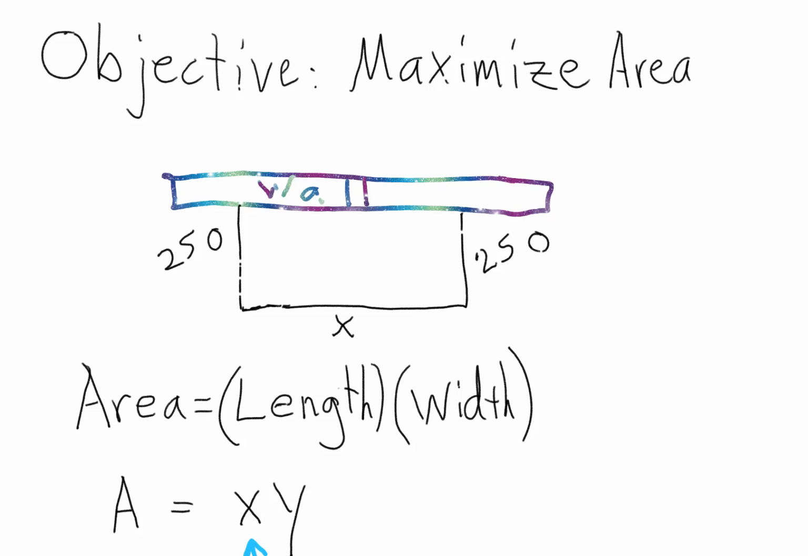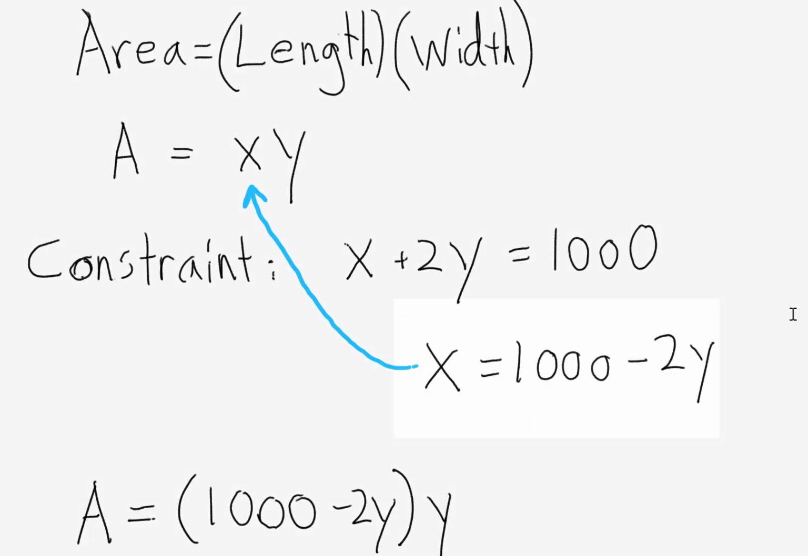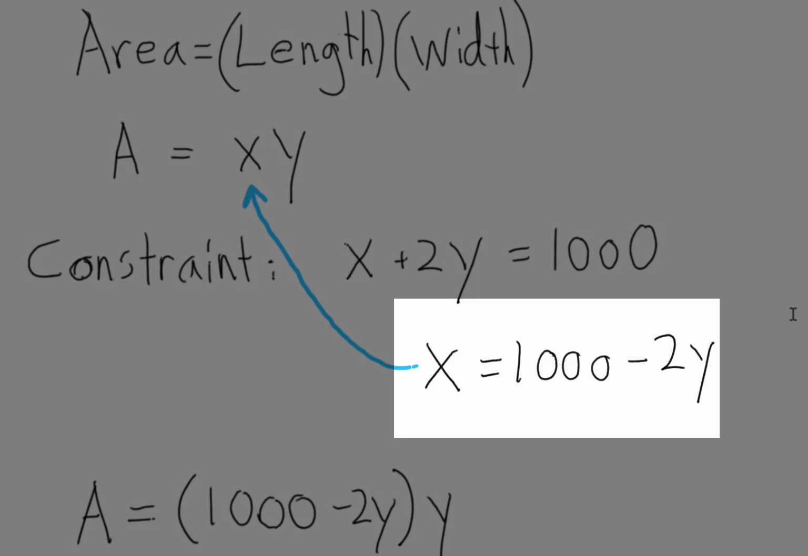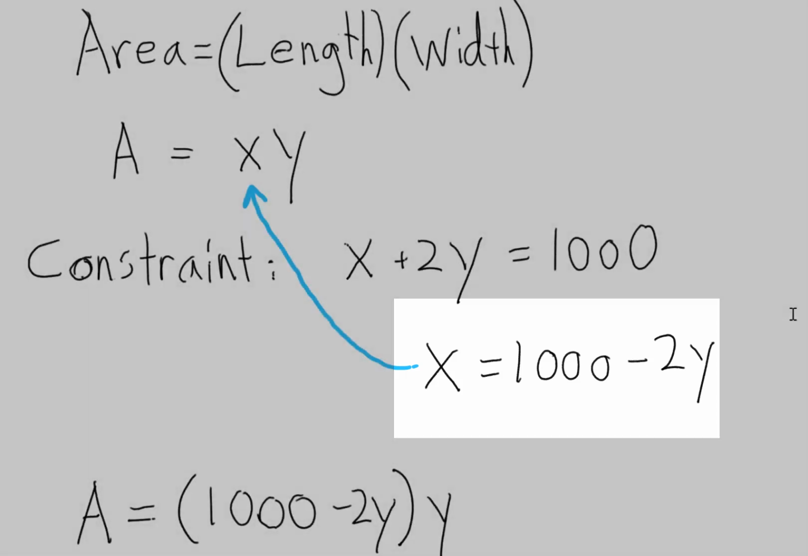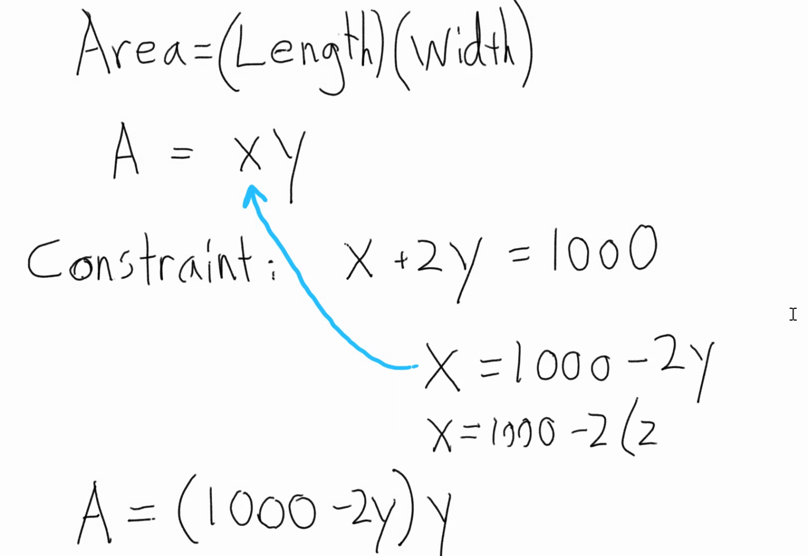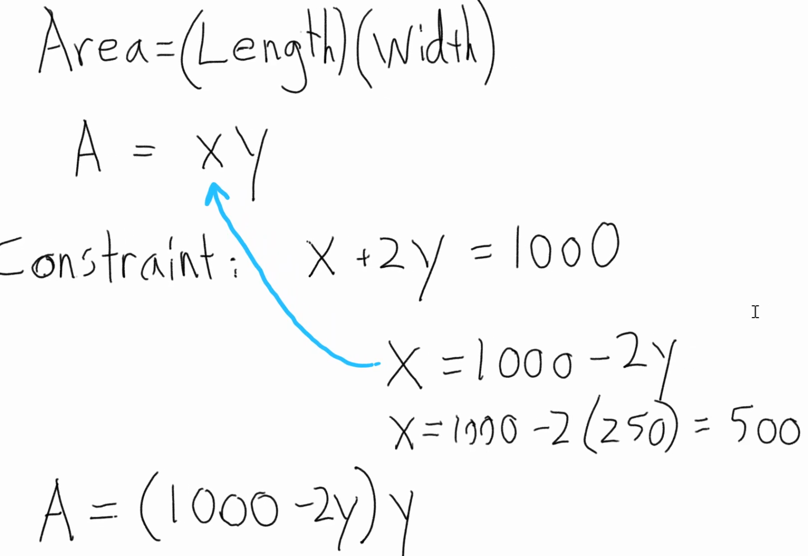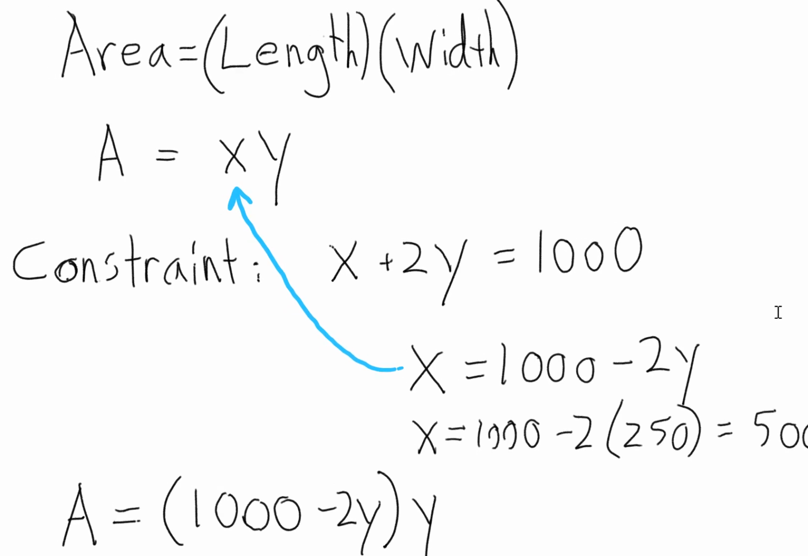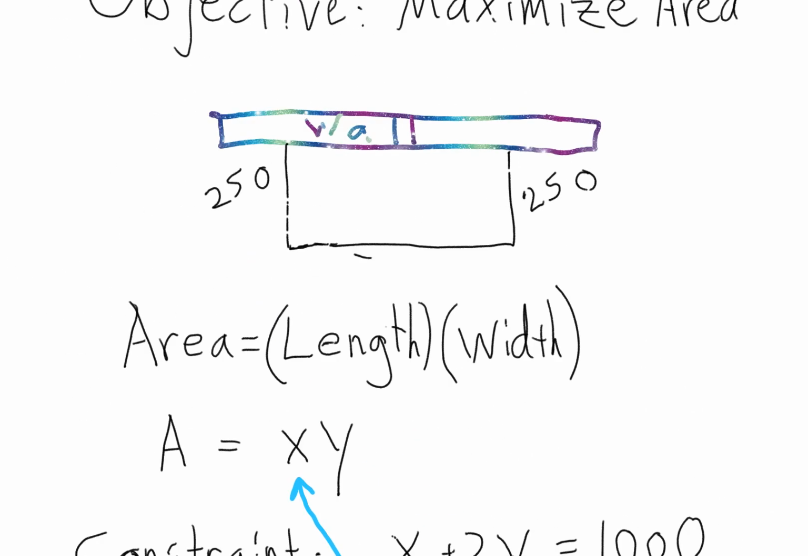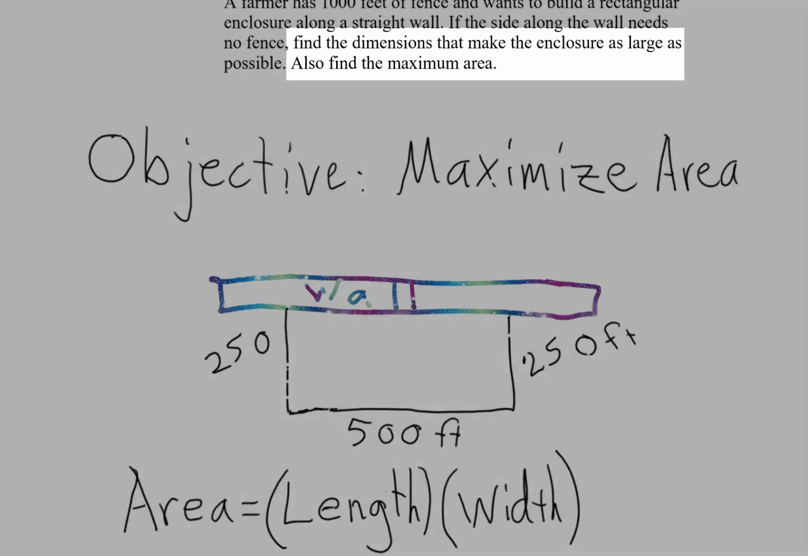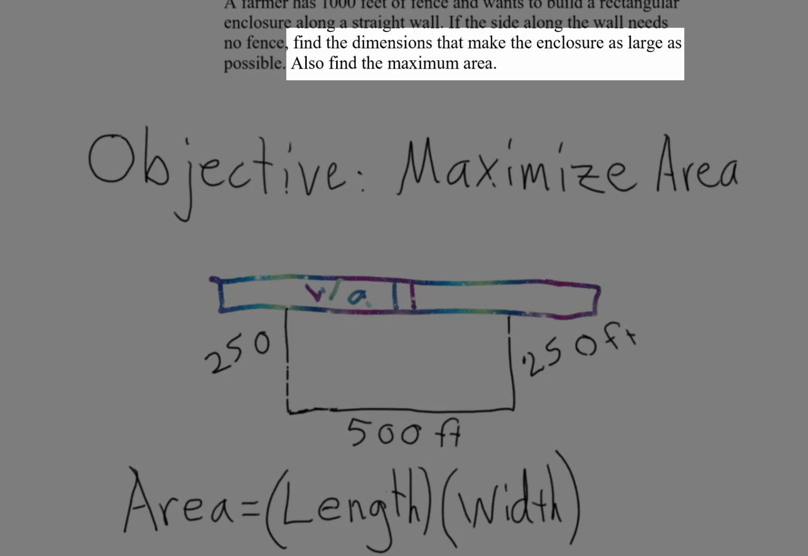I just need to figure out what the length is. Along the way, we created this function for what x is equal to. x is equal to 1000 minus 2y. So let's plug our y value into this function to find the x value. 1000 minus 2 times 250 is going to give us an x value of 500. And there's my missing third dimension. x, or the length of this enclosure, is going to be 500 feet. So there we've found the dimensions that make the enclosure as large as possible.